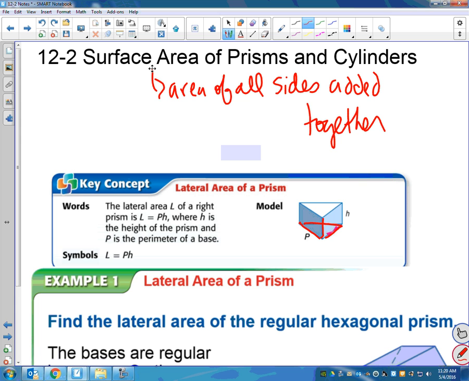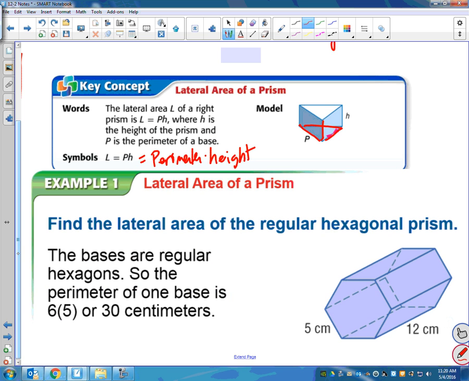It's not going to be all written out in words, but it's going to say lateral area of a prism is P times H, where you need to know that's just the perimeter of the base times the height of the prism. Right? Could you just do the area of each side and add it together, and that would also equal the lateral area? Right? This is just supposed to be maybe a quicker way.